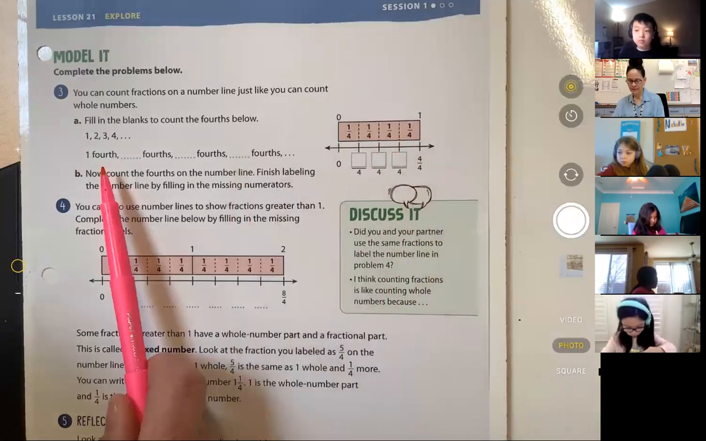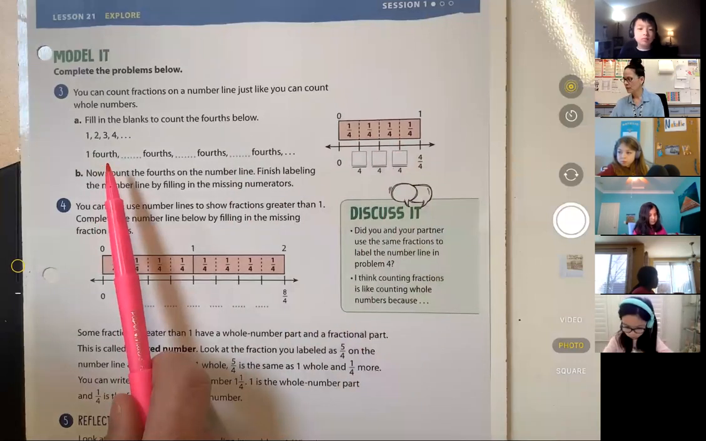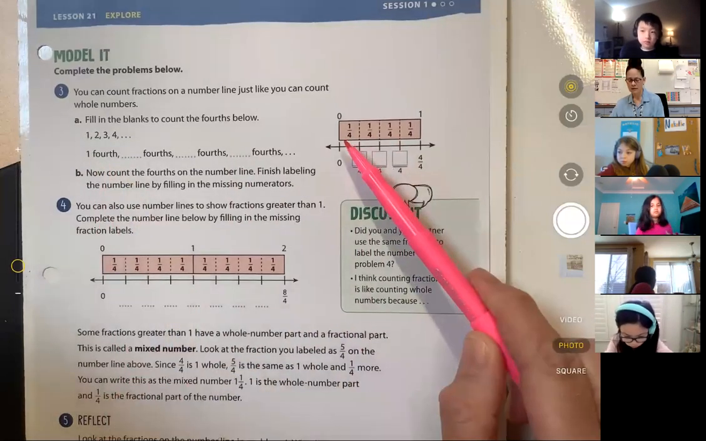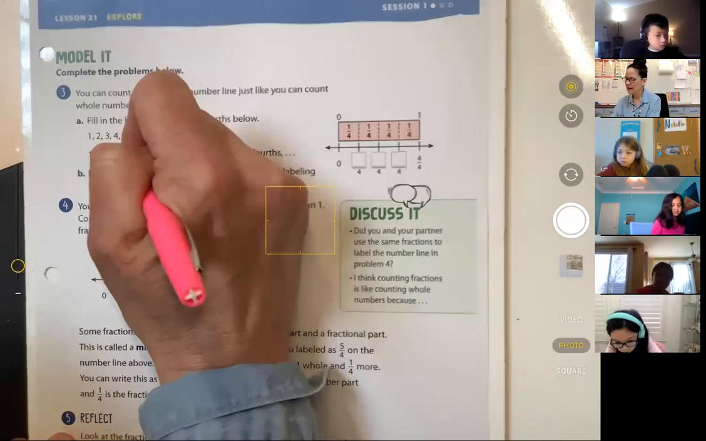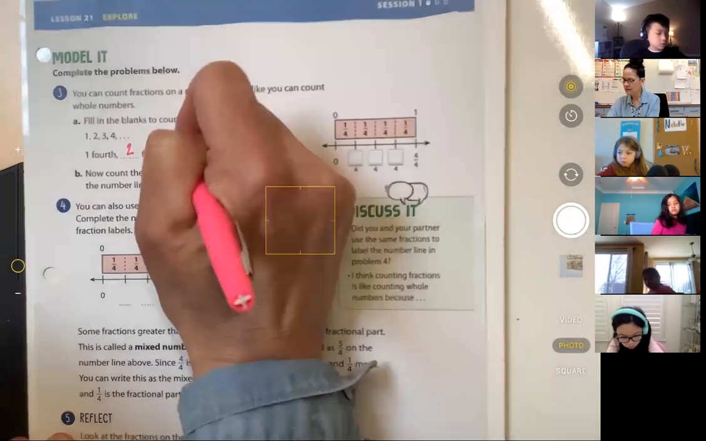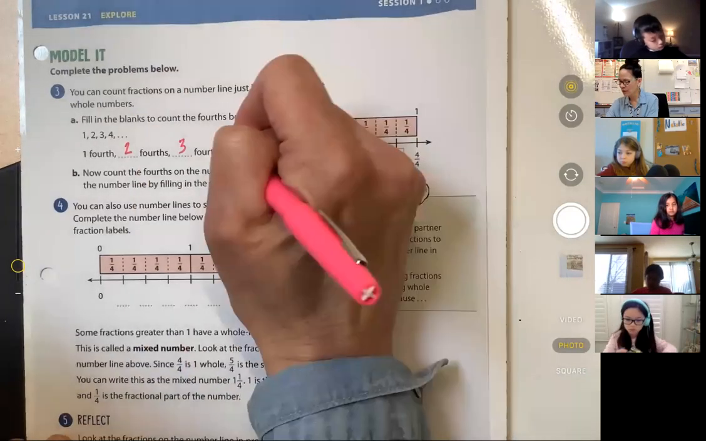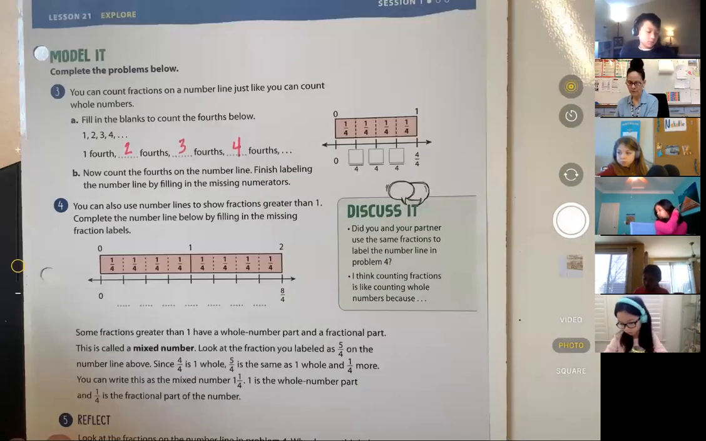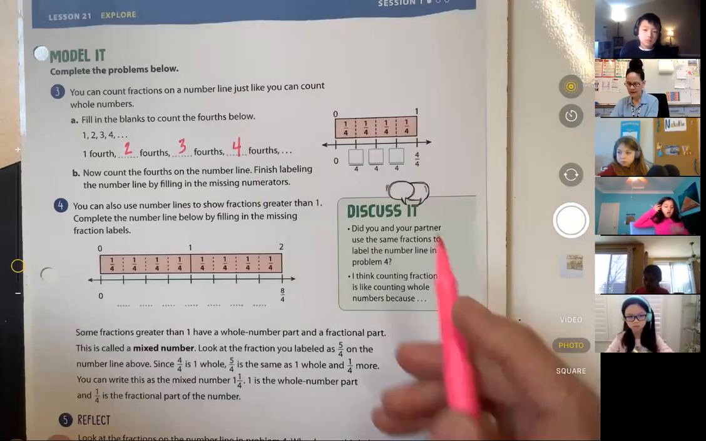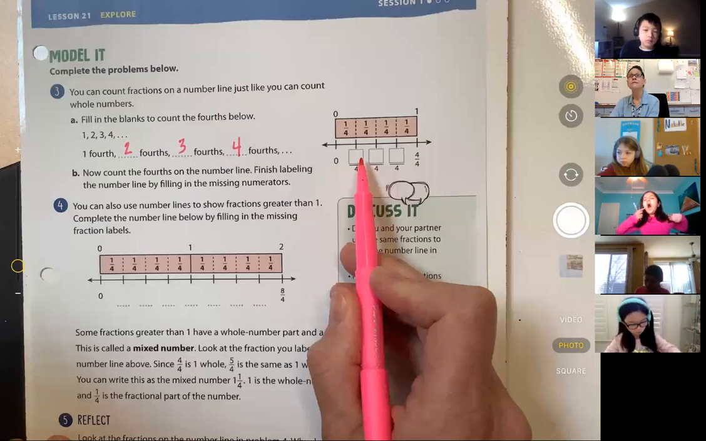The first one is done for us. Here's 1/4, which is here. Here's 2/4 and 3/4, and of course 4/4. Fourths. 4/4. Can we also label the number line?